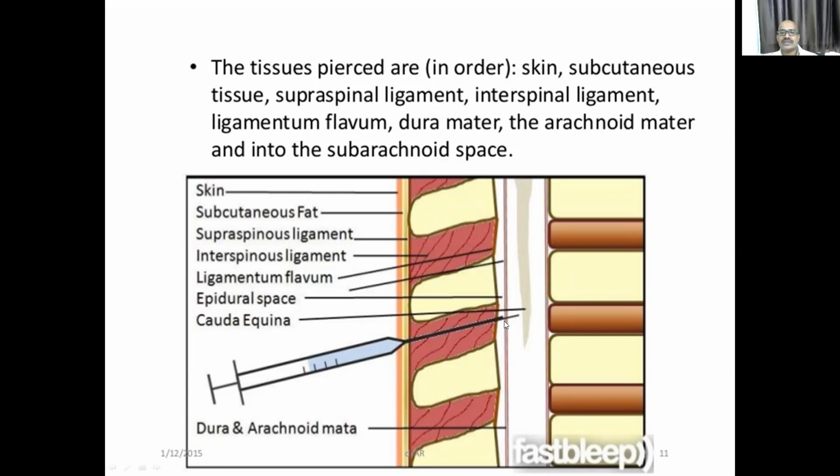Then there is a thin layer. This is the dura mater and arachnoid mater. The dura and the arachnoid are very close together. And then we enter the subarachnoid space. In the subarachnoid space, there is CSF.